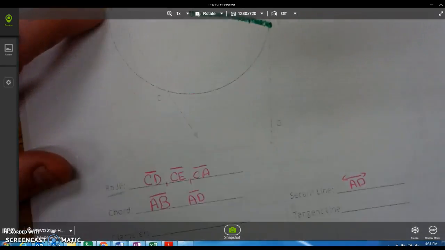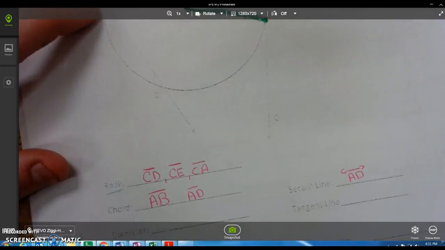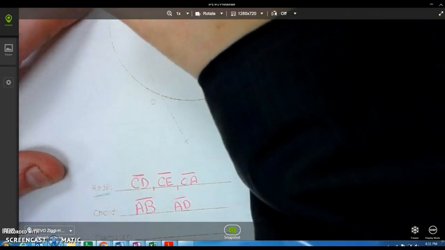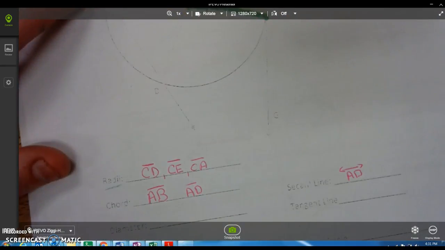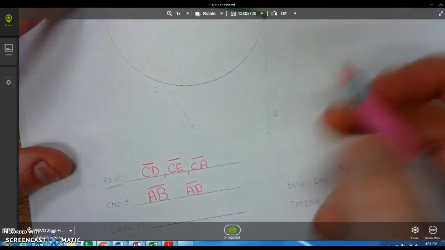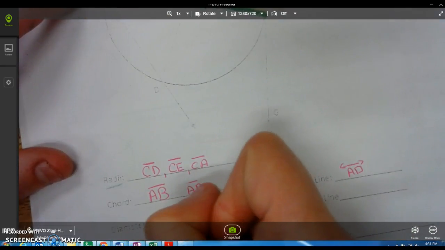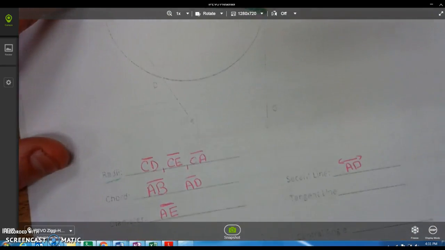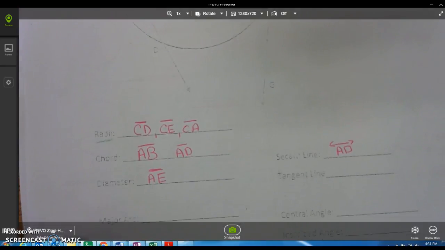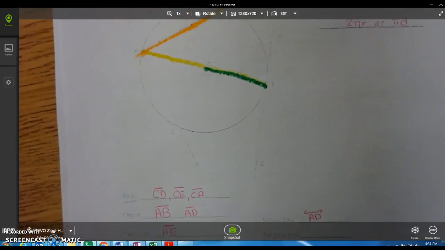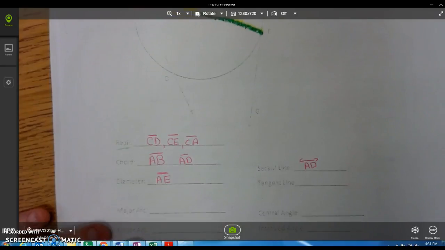We also have the diameter. Diameter should be an easy one. It goes all the way across, and it is still a line segment, so that's going to be AE. And it's a line segment. There it is. And we named it AE.